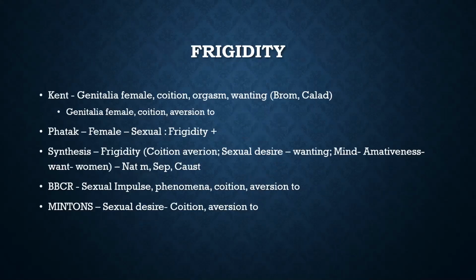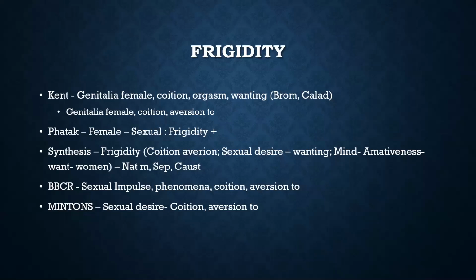Talking about frigidity. Frigidity is basically a failure of a female to respond to sexual intercourse, or in another way, we can tell it as an aversion on the part of a woman to sexual intercourse. Now, if you're talking about that, we have a few rubrics. Either we can go to the mind chapter or even the genitalia. In Kent's repertory, under the chapter genitalia female, you'll get coition, orgasm, wanting. Then coition, aversion to. In Pathak's repertory, as such, we have the rubric frigidity. Even in Synthesis repertory, if you go, you find frigidity.